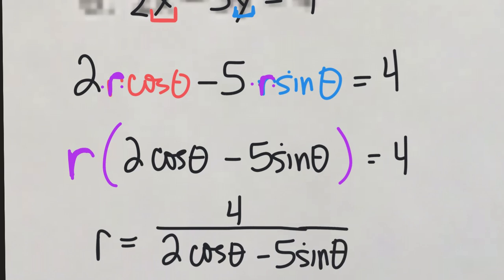4 divided by 2 cosine minus 5 sine. And that is good enough for us right now. We can leave our answer like that.